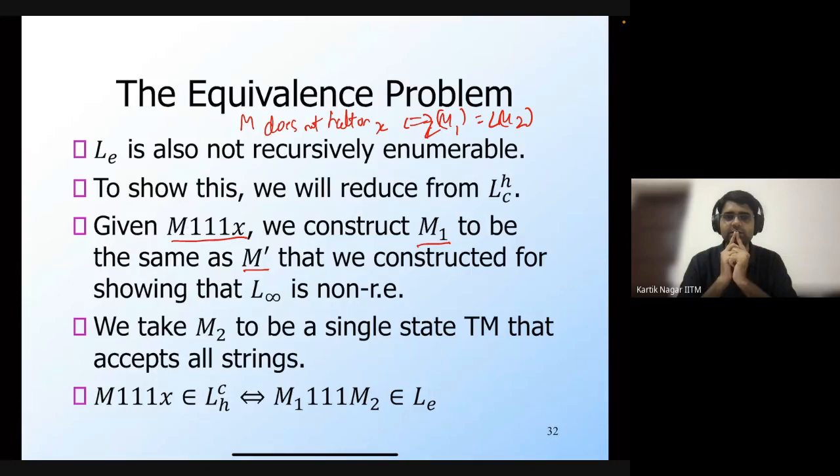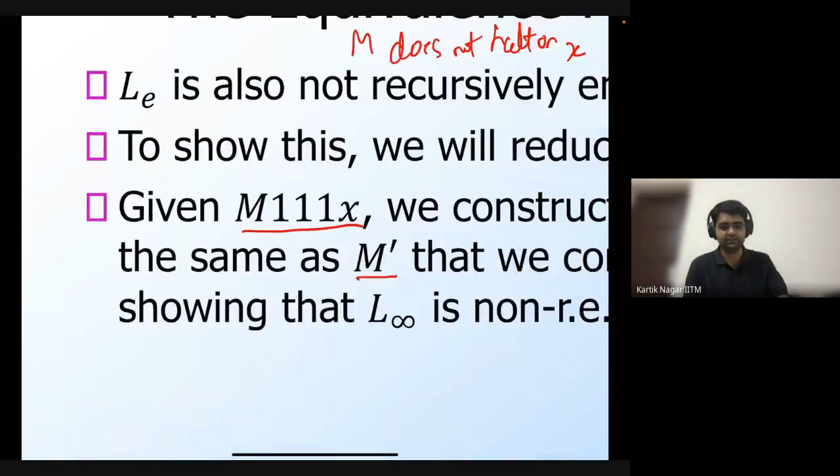So basically, what M1 does is that M1 is given the description of M, and it's also given the string X. So M1 will basically simulate M on X. But I think we should probably go back to the last lecture.